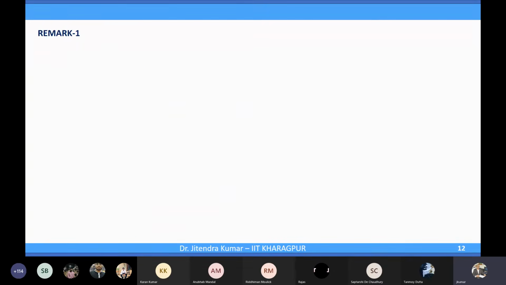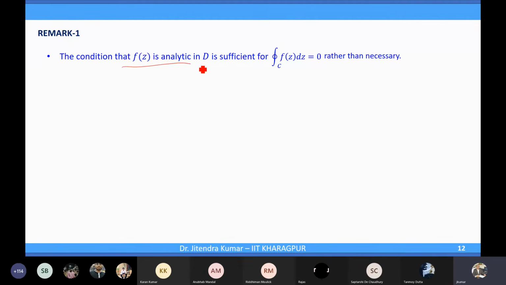So there are a few new things now. The remark. The first remark says, anyway, these remarks are trivial, that the condition that f(z) is analytic in D is sufficient. That means there are functions which are not analytic in D, but the integral may still be 0. But if it is analytic, 100% it will be 0 because of the Cauchy theorem. The integral may be 0 for other reasons also.